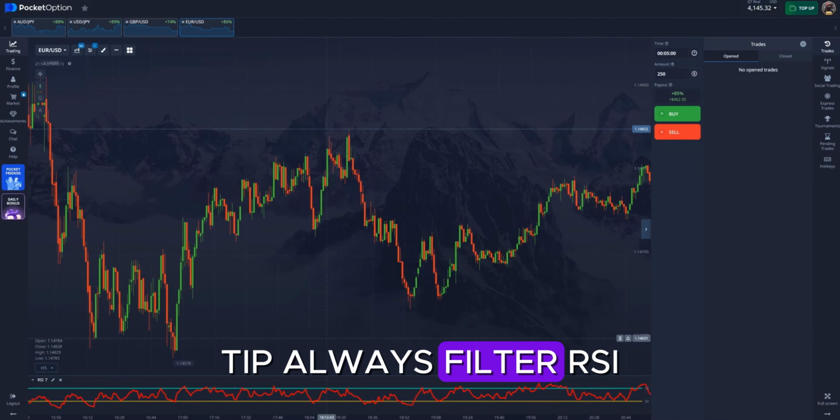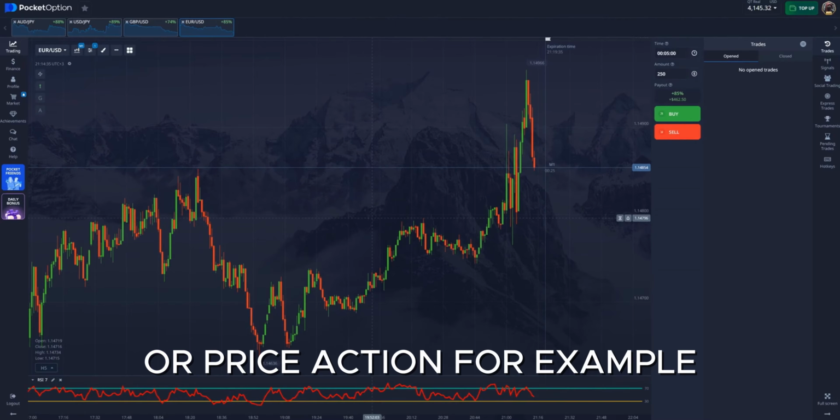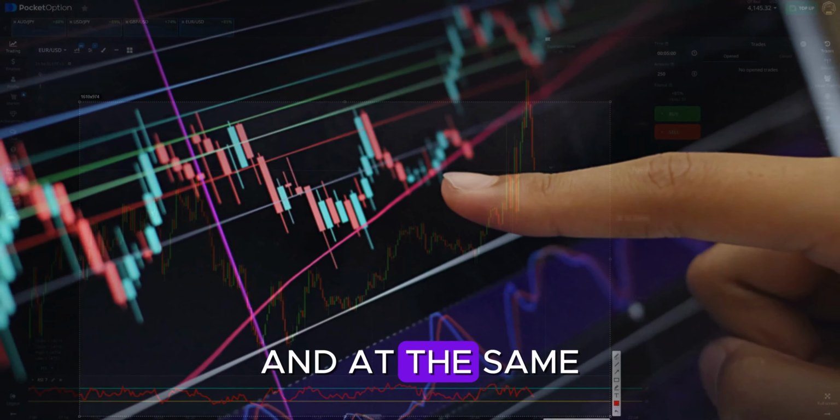Tip: always filter RSI signals using support and resistance levels or price action. For example, if our indicator shows overbought conditions and at the same time the price has hit a strong resistance, the probability of a reversal is much higher.